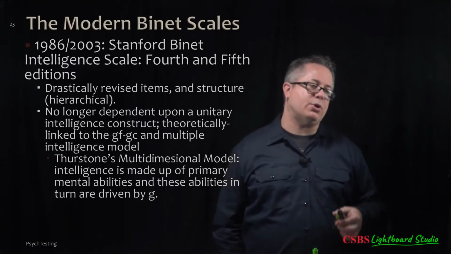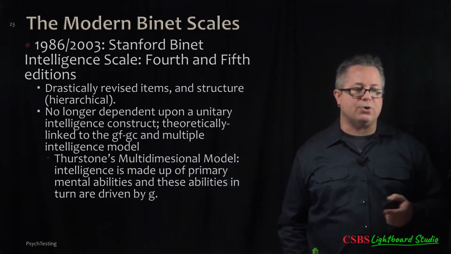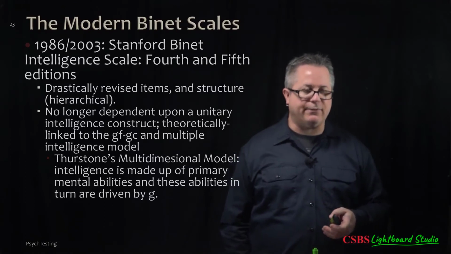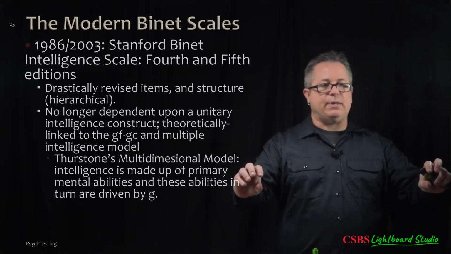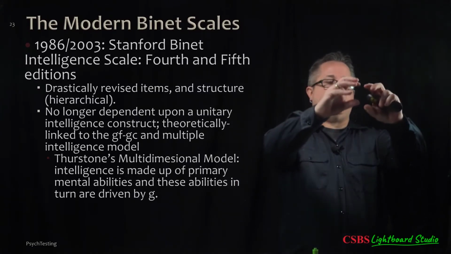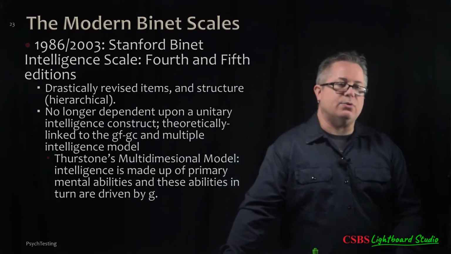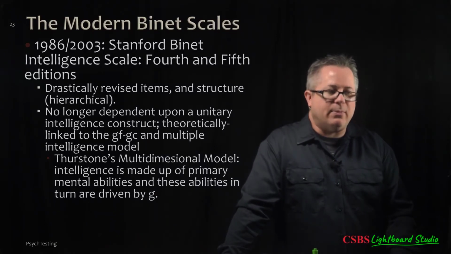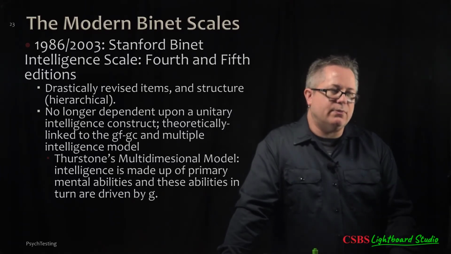There was one called Thurstone's multidimensional model, where intelligence is made up of primary mental abilities, and these abilities in turn are driven by g. So it says multidimensional, but it's also hierarchical, where you have the questions on the exam explained by the specific abilities, like with Spearman, which in turn were explained by general intelligence. So there was more of a hierarchy to how intelligence was put together. Now you can get scores on these specific strengths, these primary mental abilities, and then in turn also get a general IQ score on these versions of the Binet scales.